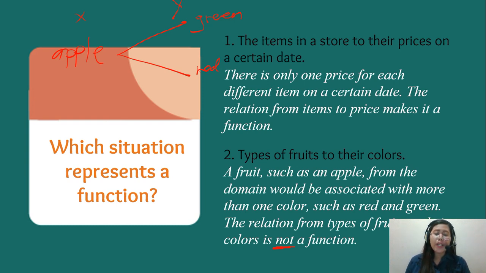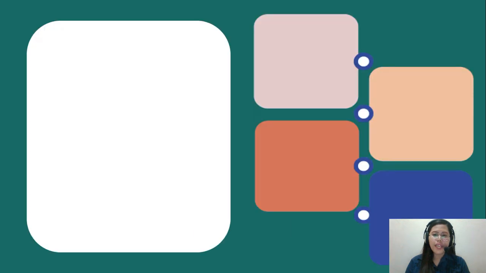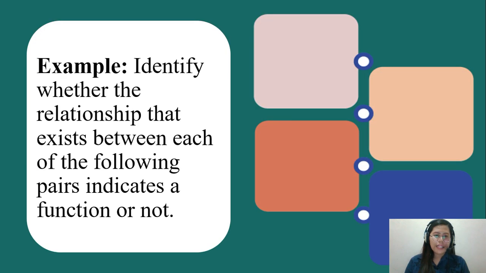Sa number 1 kasi, 1:1 function siya. Kung ano yung item, yun yung nag-iisang price. Okay po? So, alin daw po dito yung nagre-represent as function? Okay? Saan daw po? We have number 1. Okay? Ayan. So, another example po tayo.